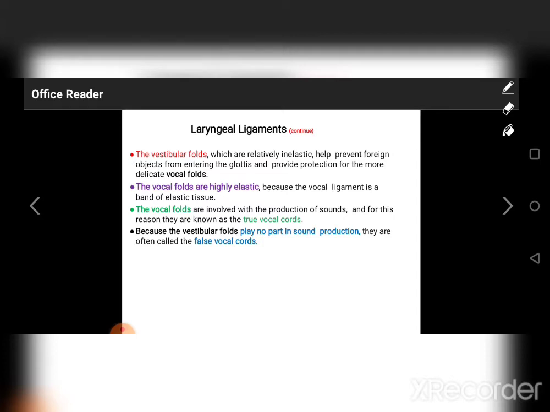So vestibular folds lie in the upper plane, and vocal folds are highly elastic because the vocal ligament is a band of elastic tissue. Vocal folds are involved with the production of sound, and for this reason they are known as true vocal cords. So true vocal cord is vocal fold, not vestibular fold. Because the vestibular folds play no important role in sound production, they are often known as false vocal folds. So it is clear that the false vocal cord is the vestibular fold.